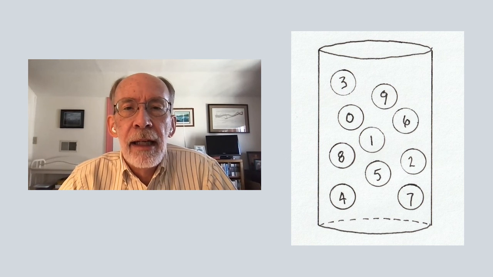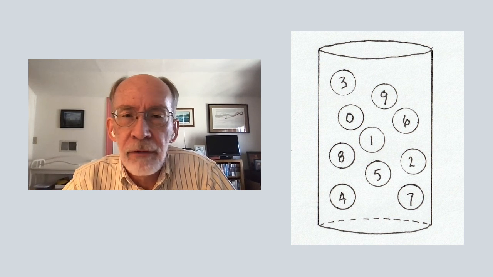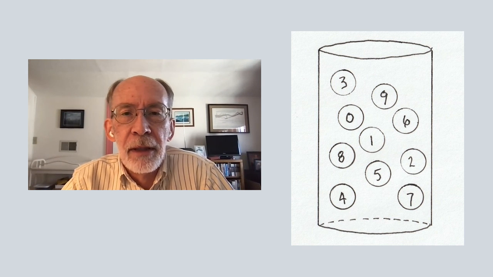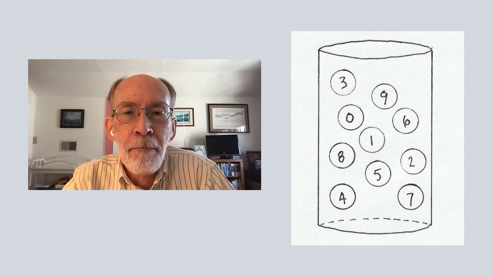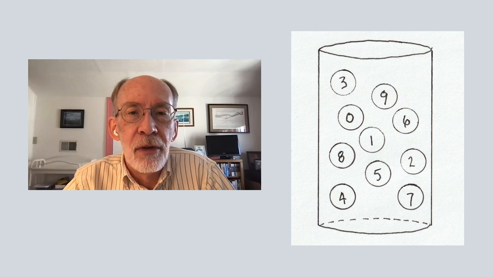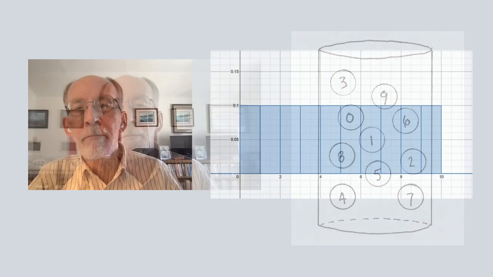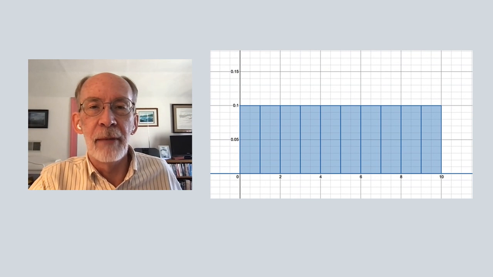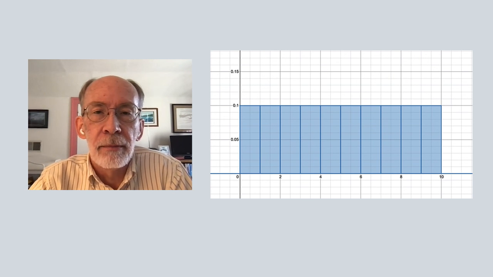Let's start by looking at the individual balls themselves. If I'm truly randomizing, if the balls are sort of indistinguishable by feel as I'm reaching in and pulling one out, then the probability of any given one of the digits on any given draw should be 1/10, right? This is what's called a uniform distribution. All of the outcomes in the sample space have the same probability. In this case, that probability is 1/10.